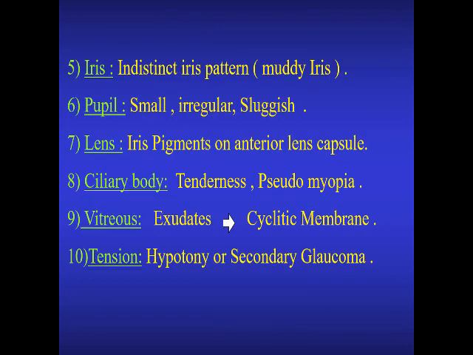The iris will lose its pattern, leading to what is called muddy iris. Pupil usually is small, irregular, and sluggish. The lens: there is iris pigment on the anterior lens capsule in acute phase. Ciliary body: tenderness and pseudomyopia. The vitreous: cells and exudate, which may lead to what is called cyclitic membrane. Tension may be either hypotony or secondary glaucoma.